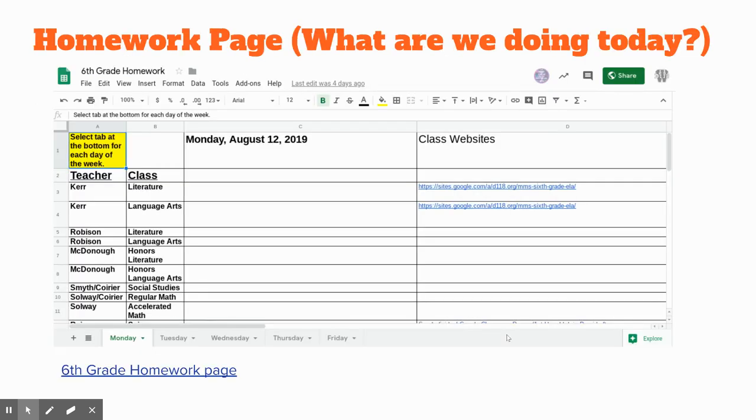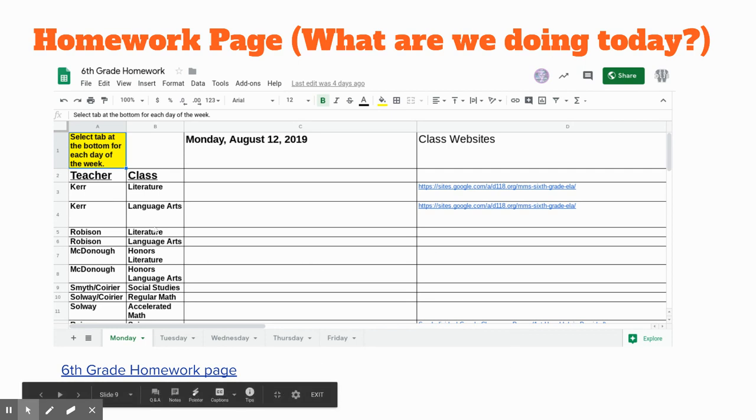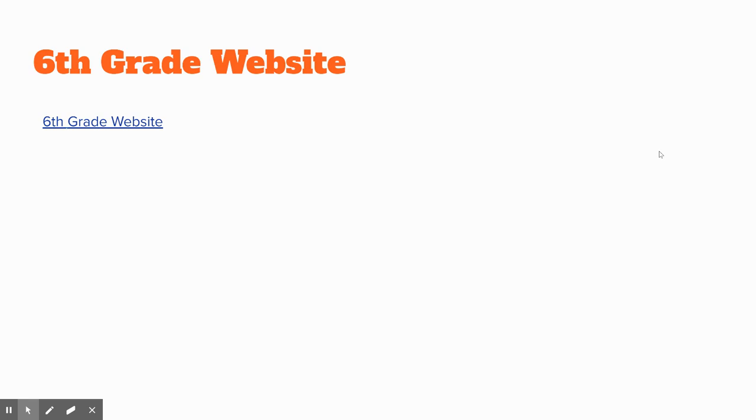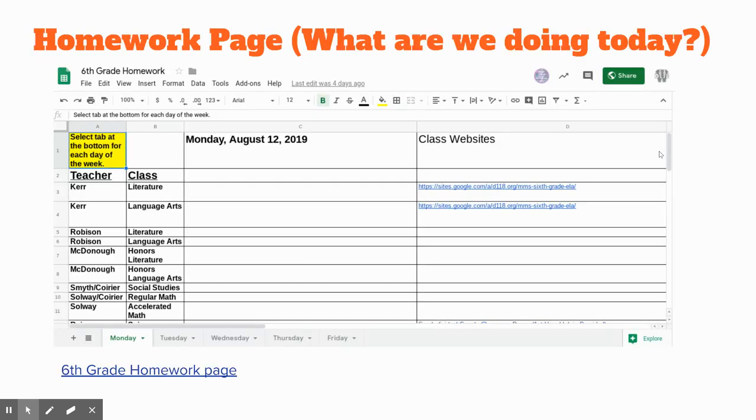This is our homework page. Now the teachers are a little bit different, and I've attached a link. But you will see that we have the teachers, the classes, and then what day and what assignment. Now, over here will be the class websites. There will be a third tab that will also have links to the study hall teachers.